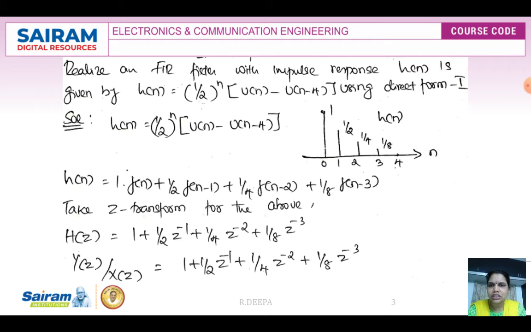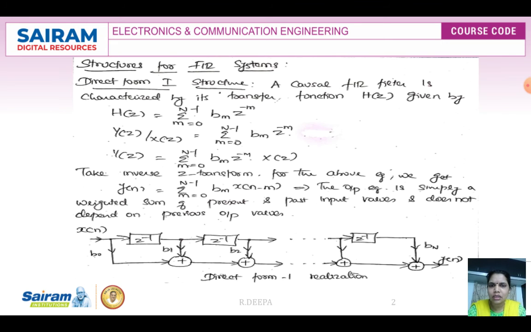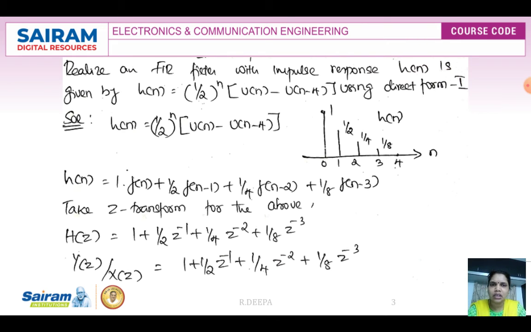So as discussed, you should have this equation y of n is equal to summation m is equal to 0 to n minus 1 b m x of n minus m, right? So here in the problem statement they are given h of n. This h of n you have to convert to y of n. So how to do this? Let us solve it.